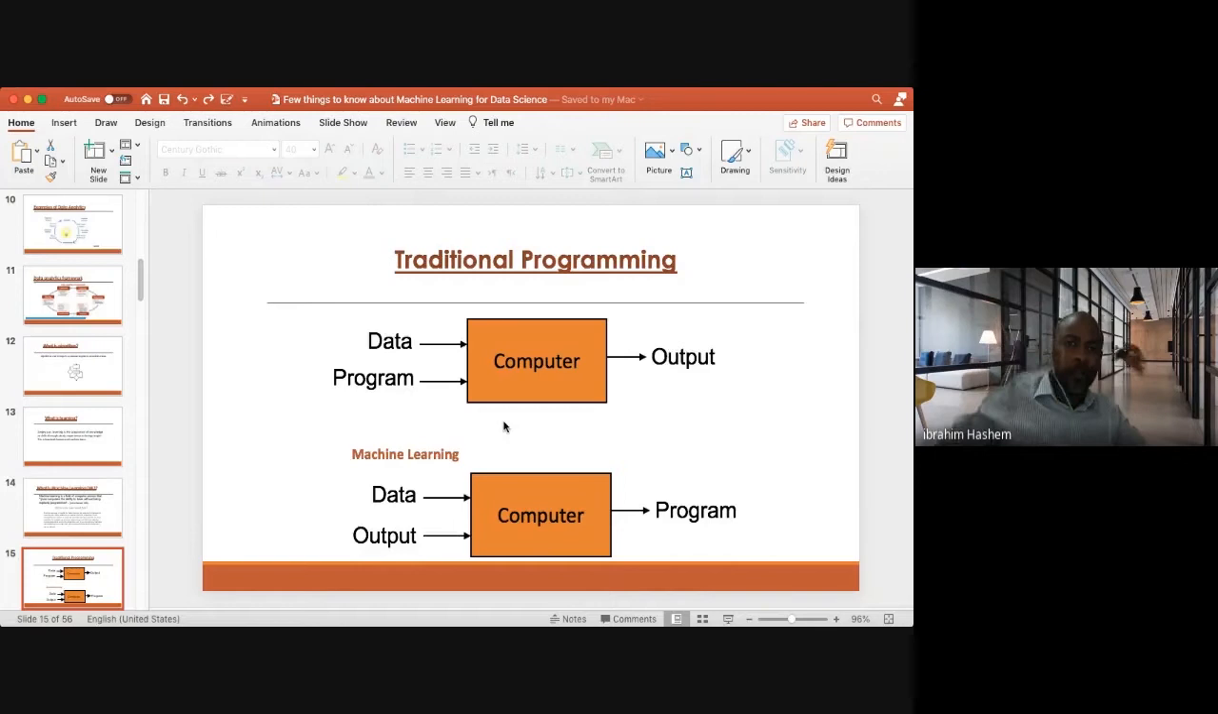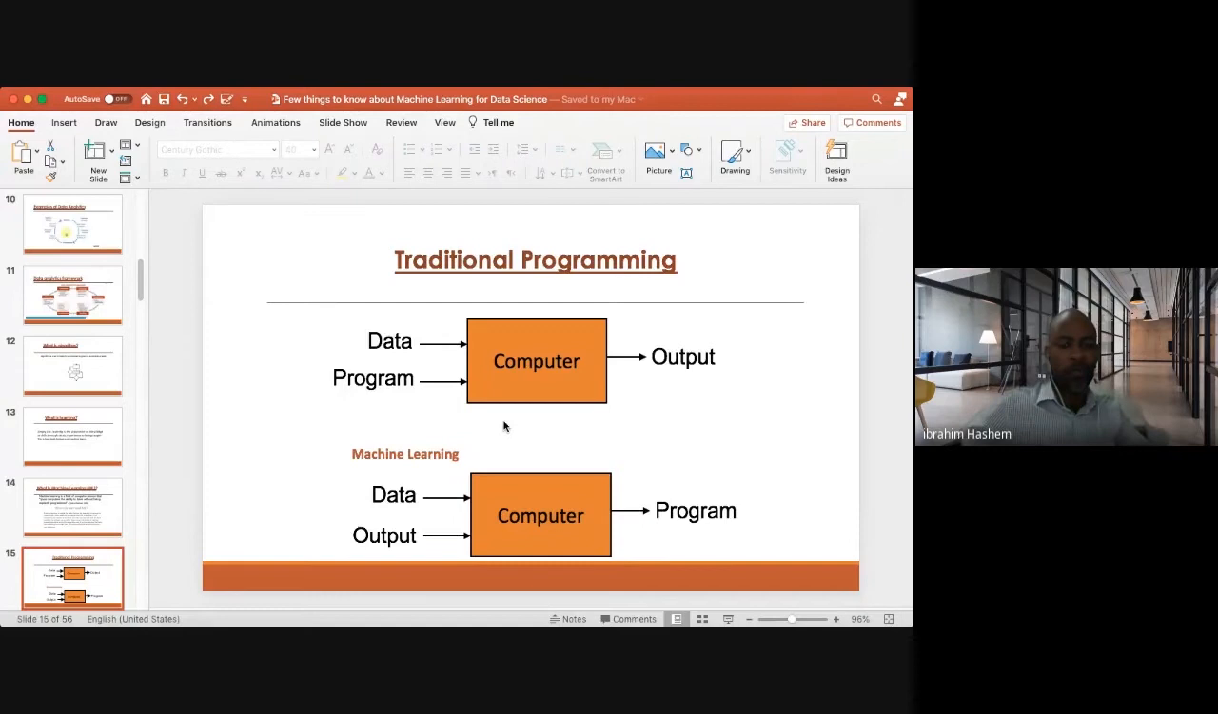Machine learning is different. We give data and we give the output, meaning we give the examples, the results that we already have. And the computer should come up with a program that every time we use it, we get a similar result, or maybe a somehow close result to what we are expecting. So that is what machine learning must do. We have the data and the output as an example, and then the model that we develop is the program. Every time we use this program, we get the result. So this is machine learning and how it is different from the traditional programming that we do.